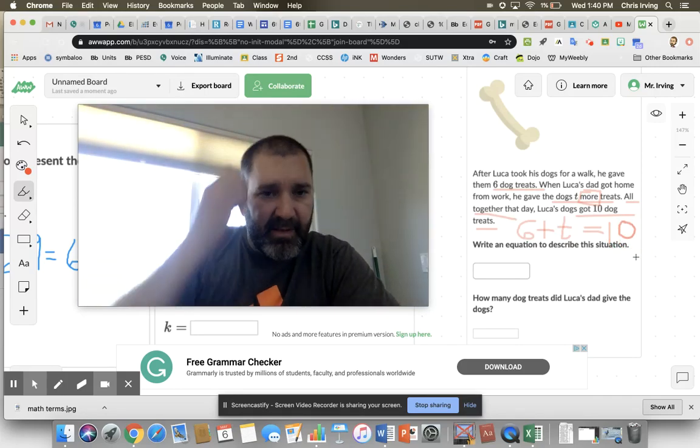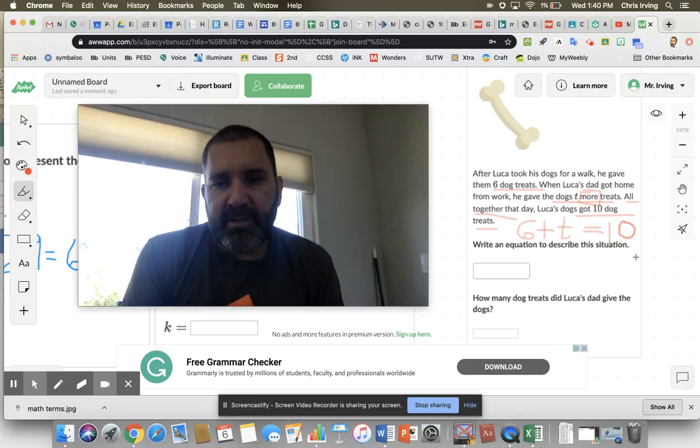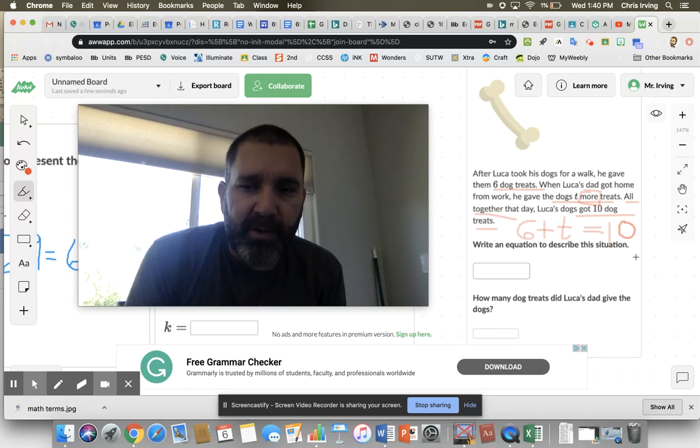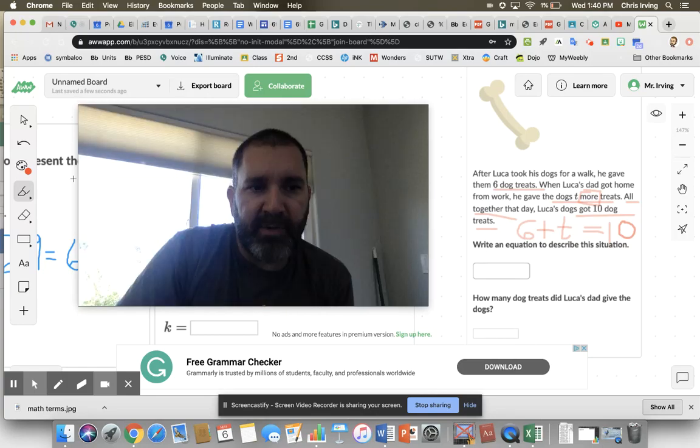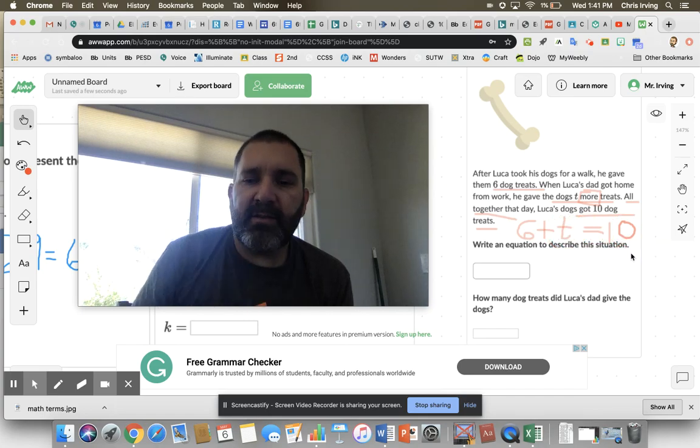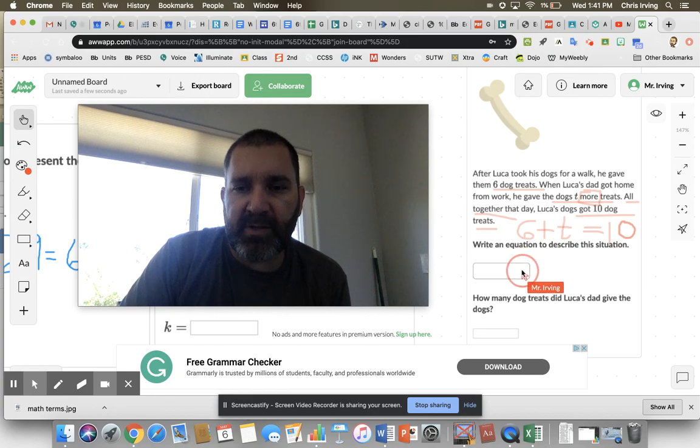So if you actually take a look at the equation here, it matches the words perfectly. Here's the initial 6 treats that the dog got. This is what dad gave him. You add them together, and that's going to give you the total number of treats that the dog got that one day. So there's your equation. I just told you what goes in this box right here.